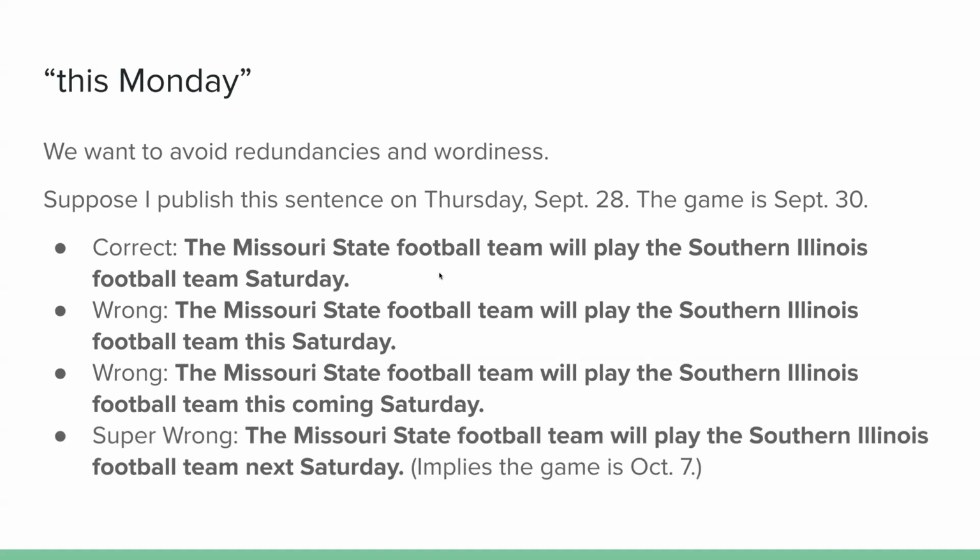It would always be particularly wrong to say that they will play next Saturday, because that would imply that the game is on October 7th, not this coming Saturday, but next Saturday. I know that's confusing. People confuse each other in day-to-day speech with that kind of talk. We don't want to do it in print. Honestly, if it's more than a week out, you should be using the date anyway and not the day of the week. Okay. So anyway, I hope that is clear.